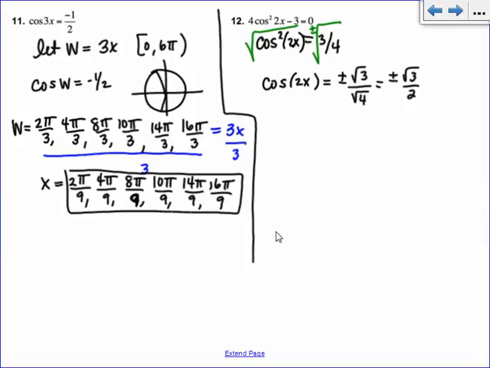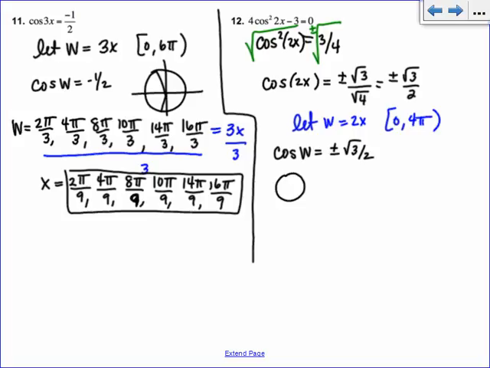All right, so on this one we're going to say let w equal 2x. And we're going on the interval 0 to 4 pi. So we have cosine of w equals plus or minus root 3 over 2. Ooh, it's going to be a lot of answers. Because it's cosine equals plus or minus, so there's already 4 answers for one rotation. So there's 8 answers total. So we're going to have plus or minus root 3 over 2. So those 4 places. So we're going to have w is equal to pi over 6, 5 pi over 6, 7 pi over 6, and 11 pi over 6.